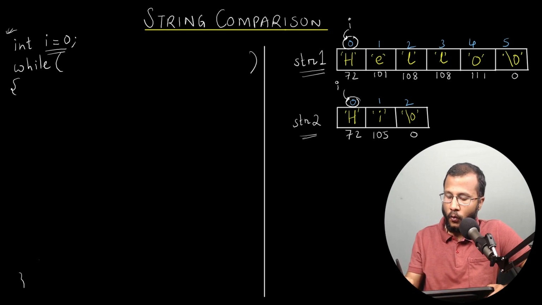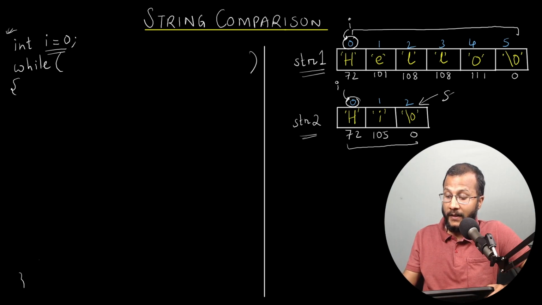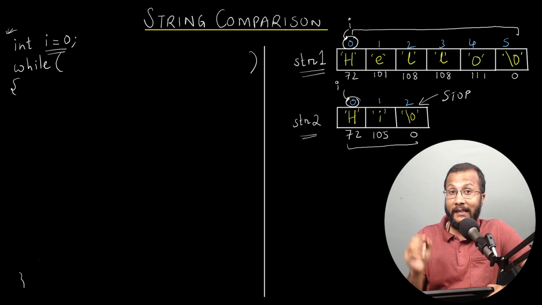Now I'll have to scan through all the characters in both these strings. But if I encounter the null character, I'll have to stop my entire process, because if I scan the elements one by one in both these strings, in the second string I'll get the null character at index 2. Whenever I get the null character, I'll have to stop the entire process, because there is no point in comparing the characters once I encounter the null character in any one of the strings. So in the case of this example, in string 2 I'll encounter the null character first, so I'll have to stop the entire process there.